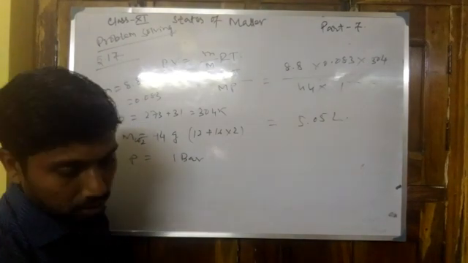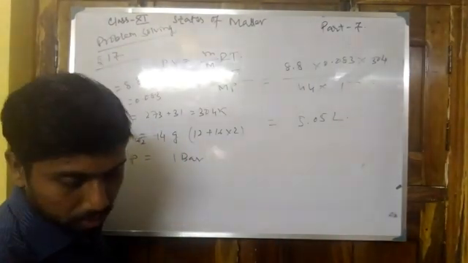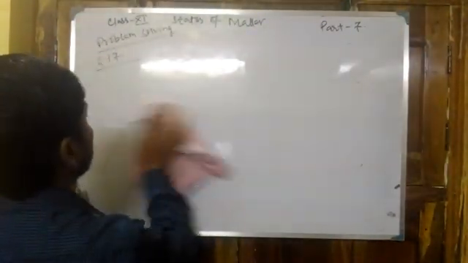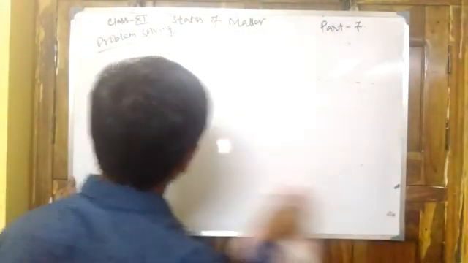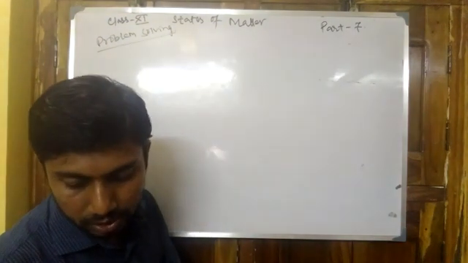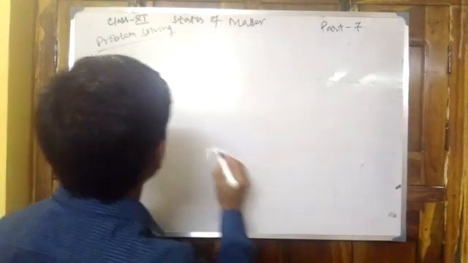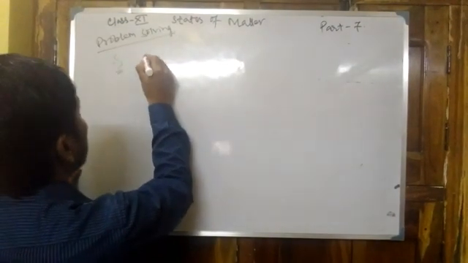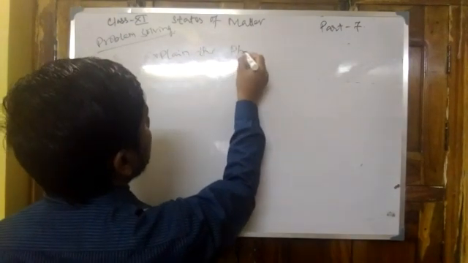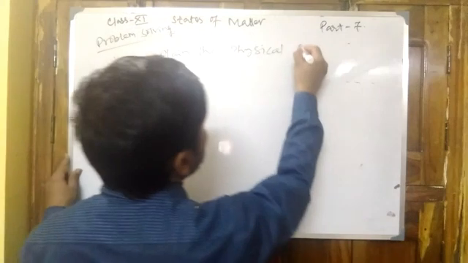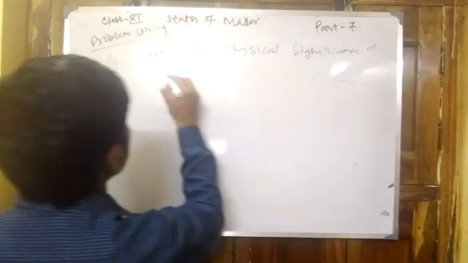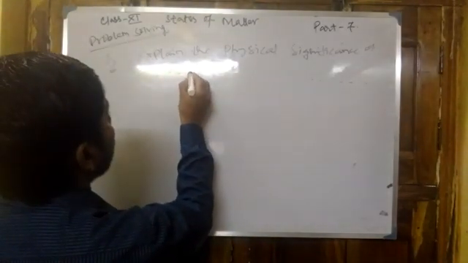Next question: explain the physical significance of van der Waals parameters a and b.